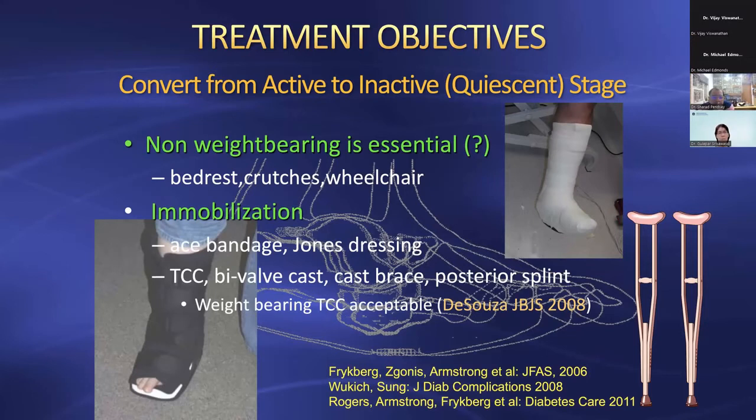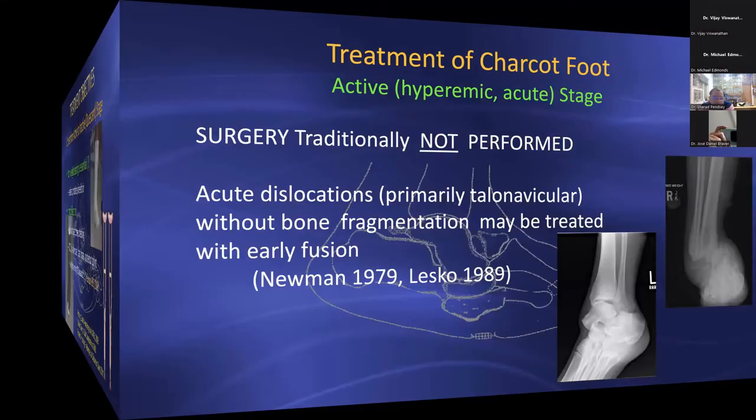I believe non-weight bearing is, if not essential, critically important, because it can get rapid resolution of the inflammation and the edema. Immobilization, I think, is really critical, most often with a total contact cast, or at least a non-weight bearing cast. Some people believe that weight bearing with TCC is acceptable and fine. This was put forth by D'Souza in 2008 and corroborated by other studies. And it's okay, but I think you get the most rapid resolution by taking the stress out of that area.